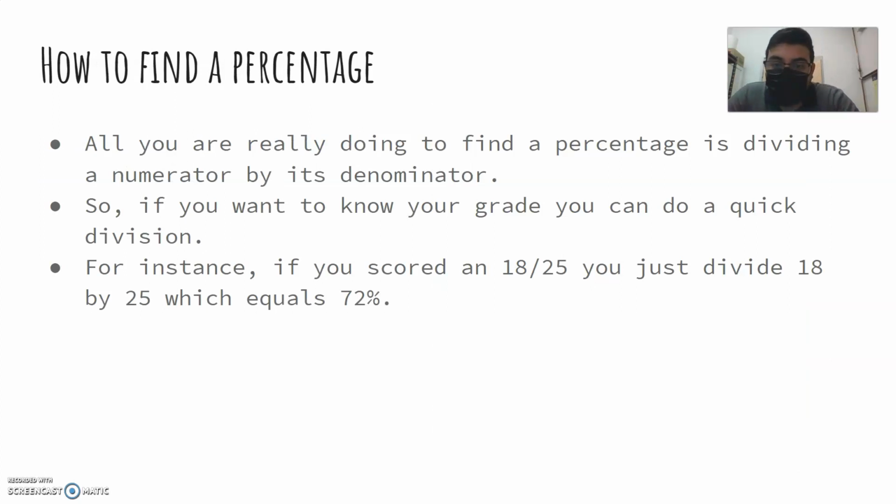All you're really doing to find the percentage is dividing the numerator by the denominator. So if you want to know your grade for something, you do a quick division. Let's say for a lot of you, you're taking practice tests and they're out of 25. If you get an 18 out of 25, you're like, oh man, Mr. Lopez, what is 18 out of 25? Did I pass? You divide 18 by 25, and that makes 72%, which for the high set is a pass because you need at least 60%.